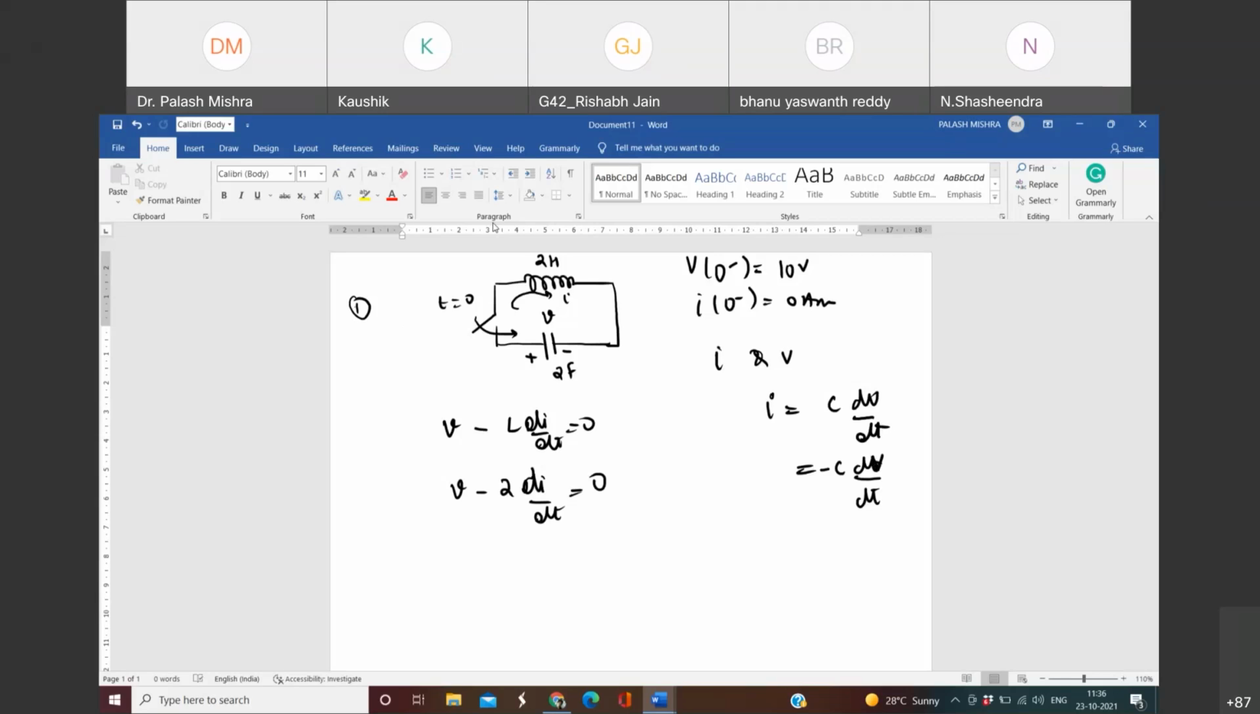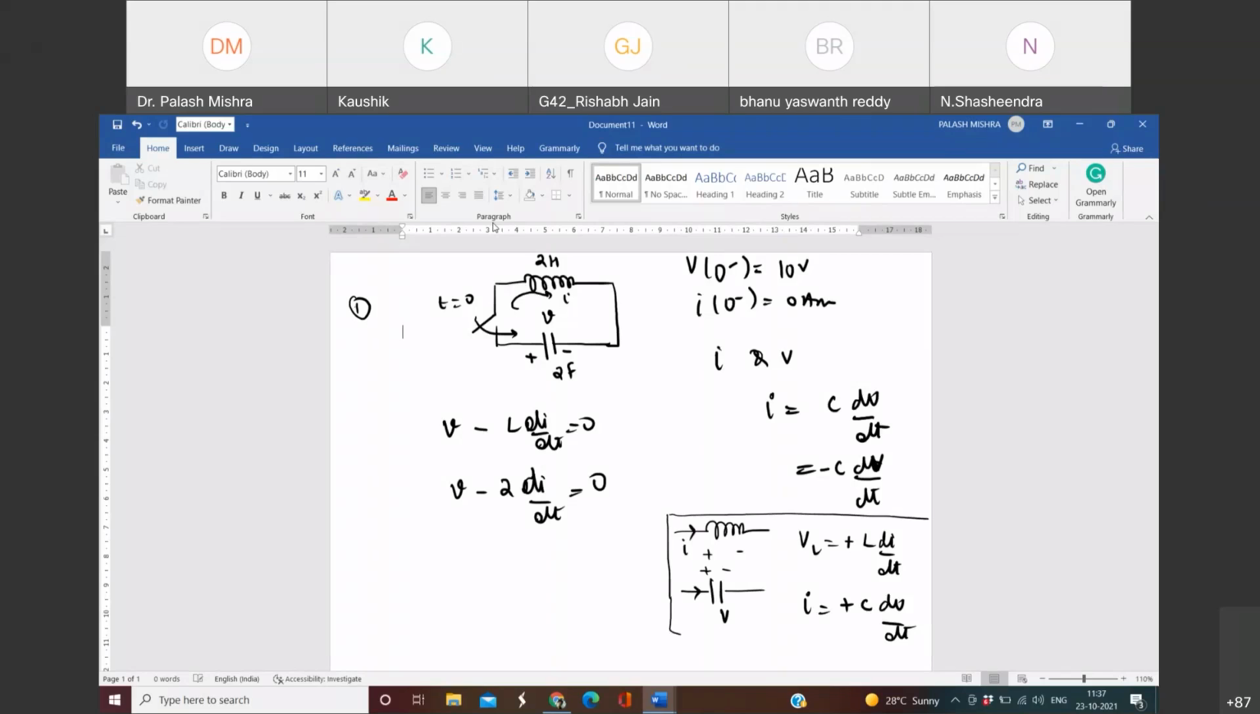Again, please check it. I told you when I was discussing an inductor that if the current is entering the plus terminal of the inductor, then VL will be plus L di/dt. Is it or not? Similarly, for a capacitor, if the current is entering the positive terminal, then I is given by plus C dV/dt. Yes or no? This I have told you when I was starting the transient classes.